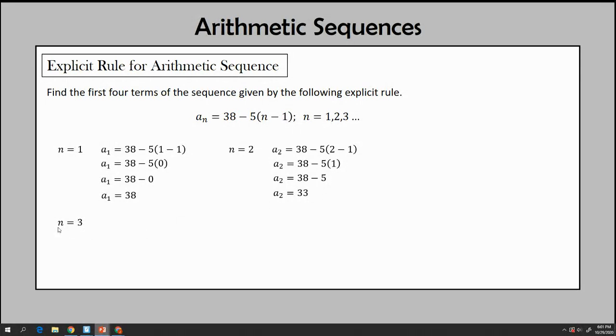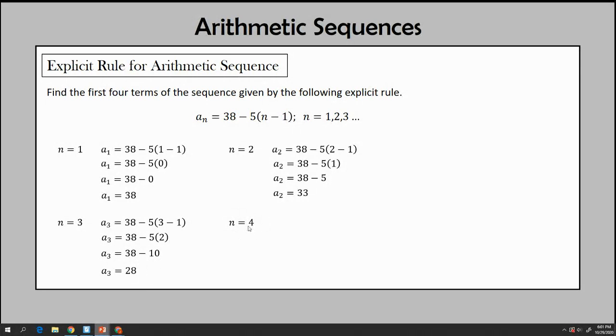Want to find the third term of the sequence. So substitute, or excuse me, 3 in place of the n. So a sub 3 is the third term of the arithmetic sequence we're looking at, and 3 goes in place of n. So 38 minus 5 times 3 minus 1, 38 minus 5 times 2, 38 minus 10. The third term is 28.